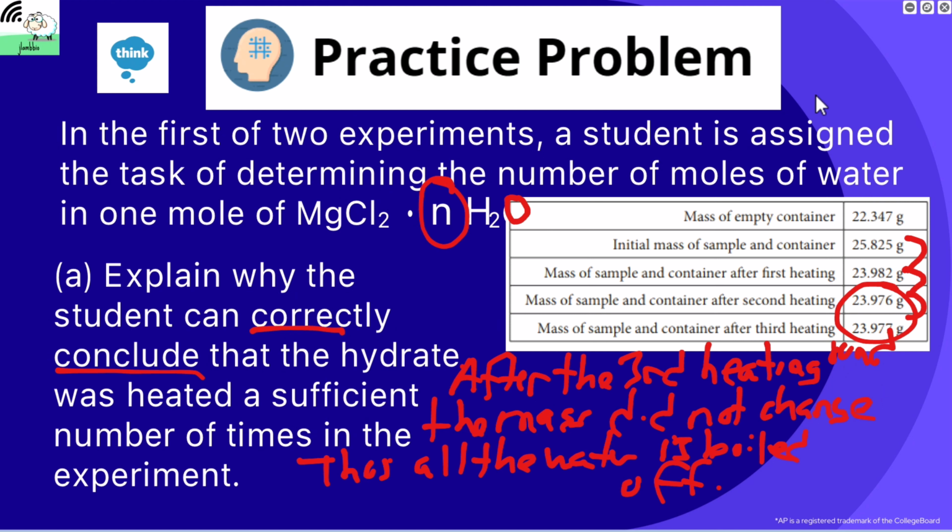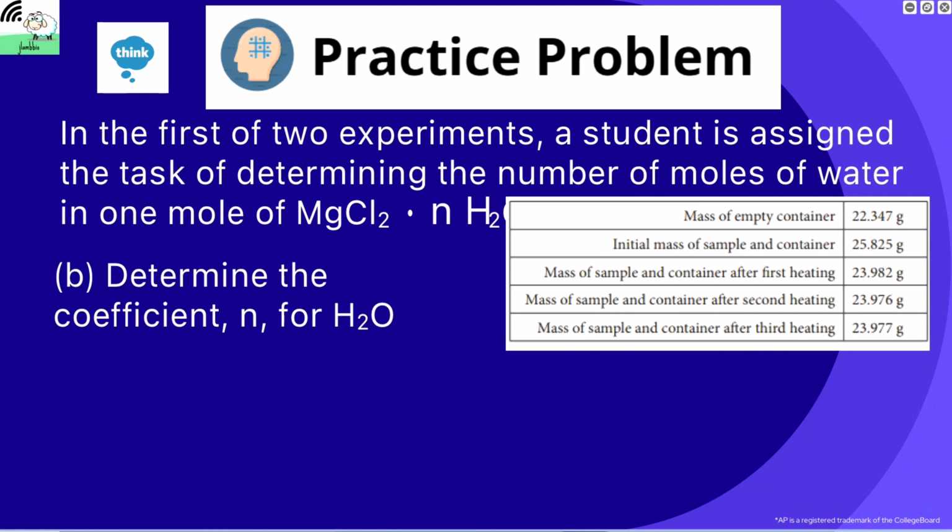All right, let's move on to the next one. So let's go ahead and take a look at part B of this practice problem. So we're given the same set of information, but what we need to do with this is to determine the coefficient of n for H2O. So again, we're going to be working on calculating the empirical formula of that hydrate. Now, in order to do this, we're going to need a couple of pieces of information. I'm going to need essentially, well, 3 pieces of information. I need to know the mass of the original compound.